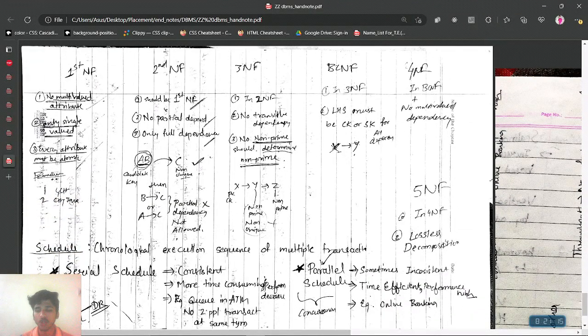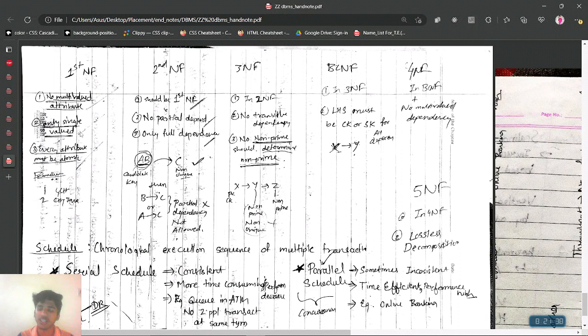It does not contain any multi-value attribute. The first point is no multi-value attribute, like mobile number or languages, where one person can speak many languages or have 2 or 3 mobile numbers. So, no multi-value attribute in first normal form.